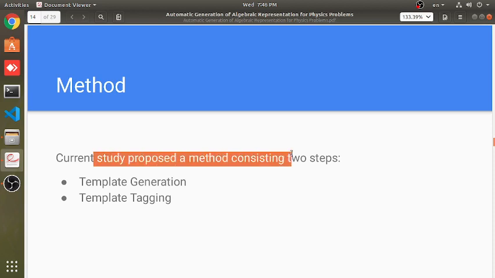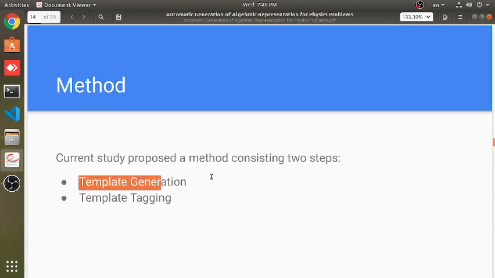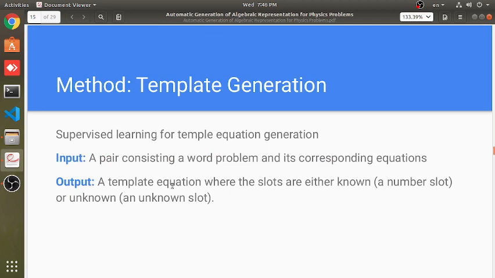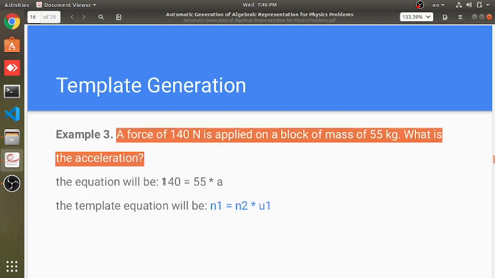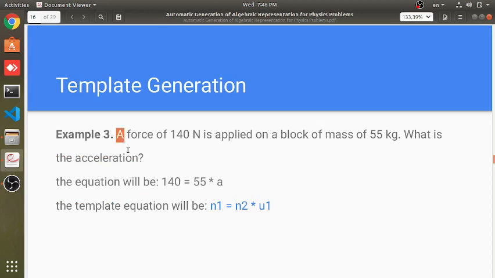In our proposed method we have two steps: template generation and template tagging. In the template generation, the input will be a pair of a word problem and the corresponding equation, and the output will be a template equation where the slots will be either known or unknown. For example, you can see here one word problem and the equation given there. If these two are the input, the output should be this.